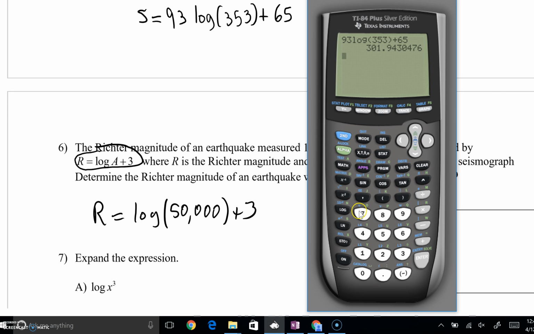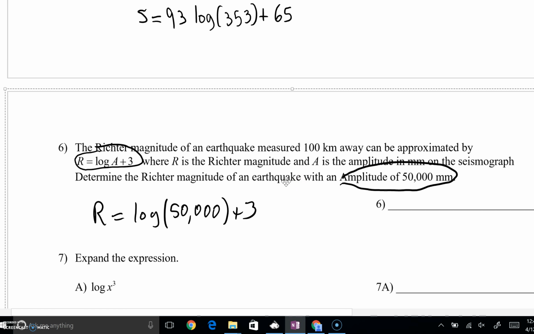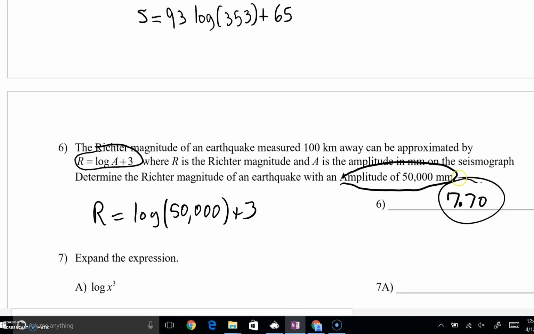Nice and simple. All you got to do is type in log, 50,000. Close your parentheses, hit plus 3. And you'll get roughly about 7.7 or 7.70 if you went to two decimal places. And that's all we're going to have for today.